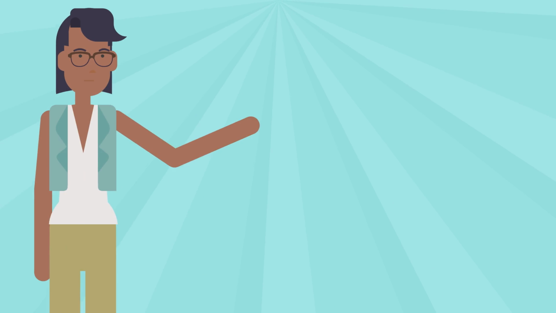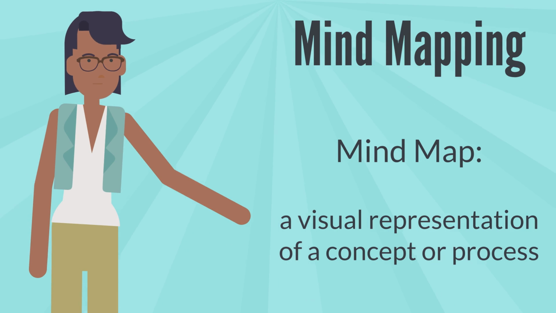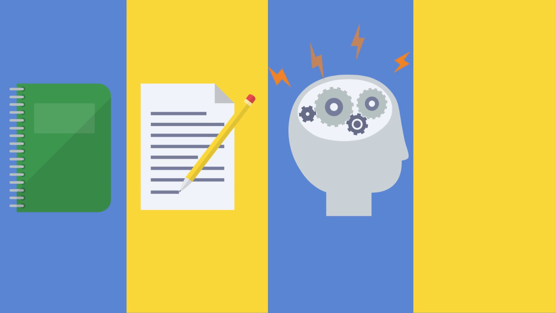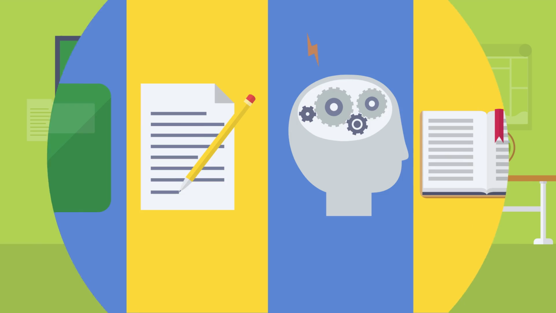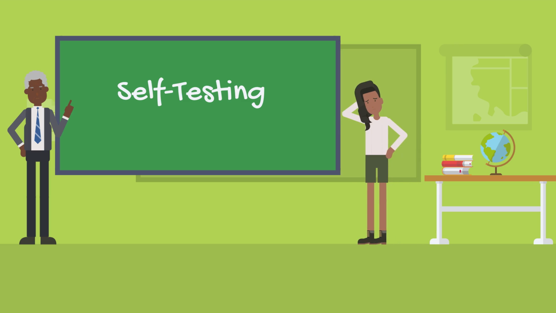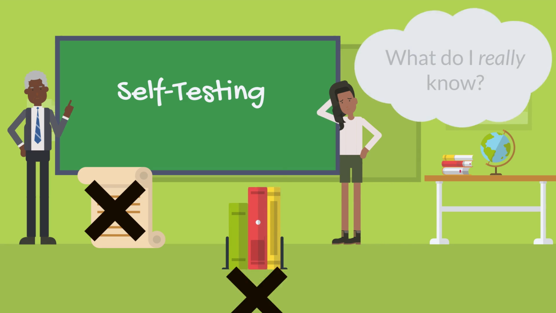In this video, we will introduce you to mind mapping. A mind map is a visual representation of a concept or process. Mind mapping can be used for many academic tasks, including note-taking, writing a paper, brainstorming, and studying for exams. Mind maps are especially useful for self-testing, which is seeing how much can be remembered without looking at notes, textbooks, or other materials.